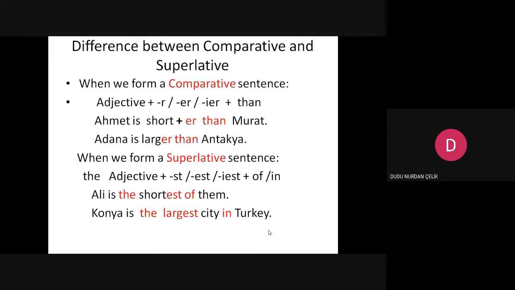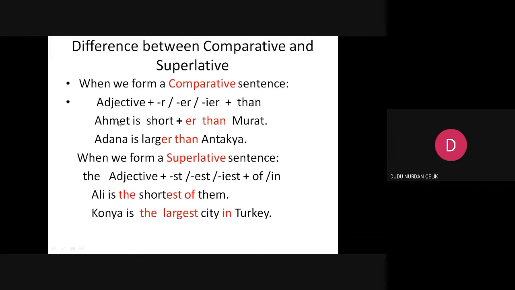We learned comparative forms, and now we are learning superlative forms. But let's remember the comparative forms, then compare it with the superlatives. When we form a comparative sentence, we need the adjective, and after the adjective, we add r, er, or ier as the comparative addition, and we can use than for the compared object.